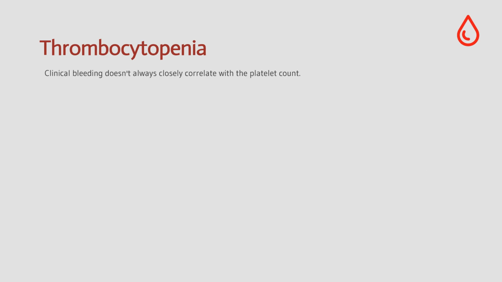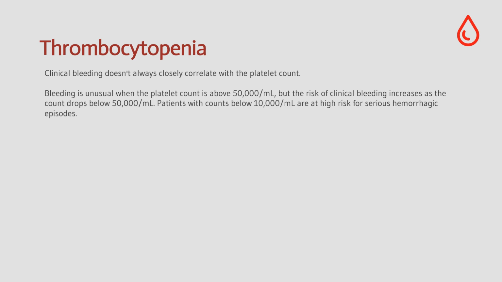It's interesting to note that clinical bleeding doesn't always closely correlate with the platelet count. Bleeding is unusual when the platelet count is above 50,000 per milliliter, but the risk of clinical bleeding increases as the count drops below 50,000 per milliliter. Patients with counts below 10,000 per milliliter are at high risk for serious hemorrhagic episodes.